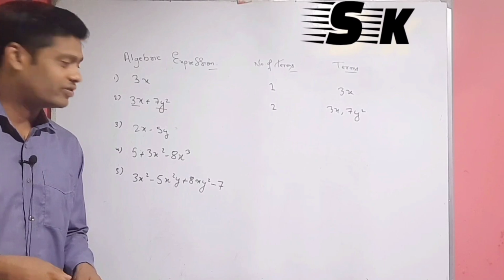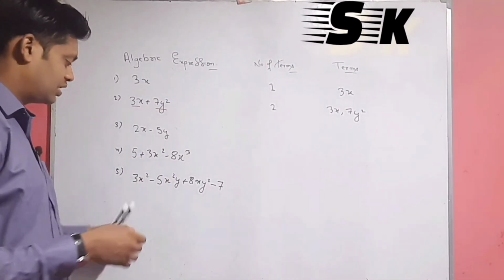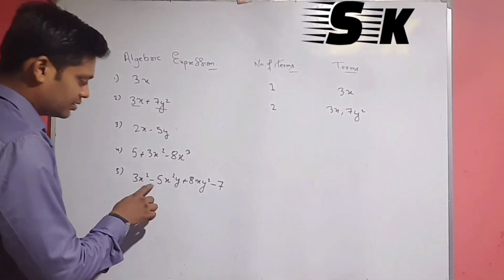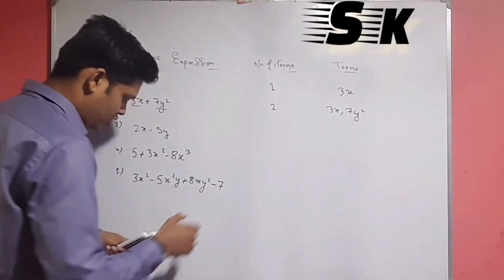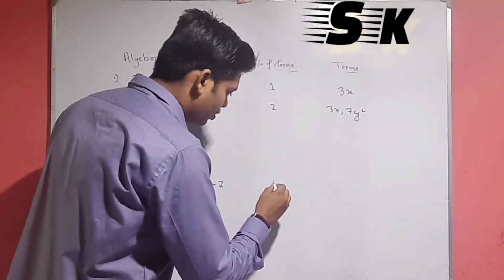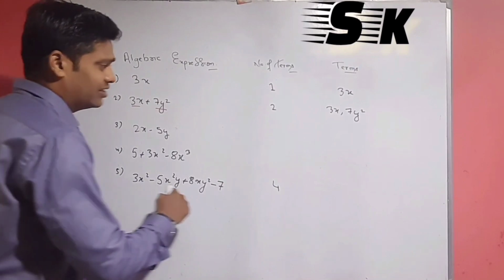Remaining, all we will do. You will find out the number of terms, just like I will do this one for you. How many terms? Minus sign is there, plus sign is there, minus sign is there. So 1, 2, 3, 4. So the number of terms is equal to 4. What are the terms? Write the terms.